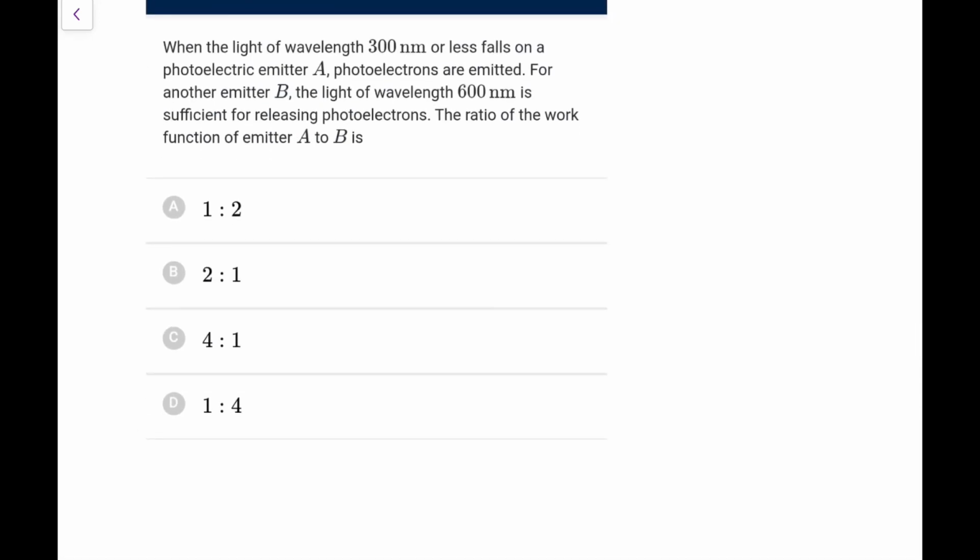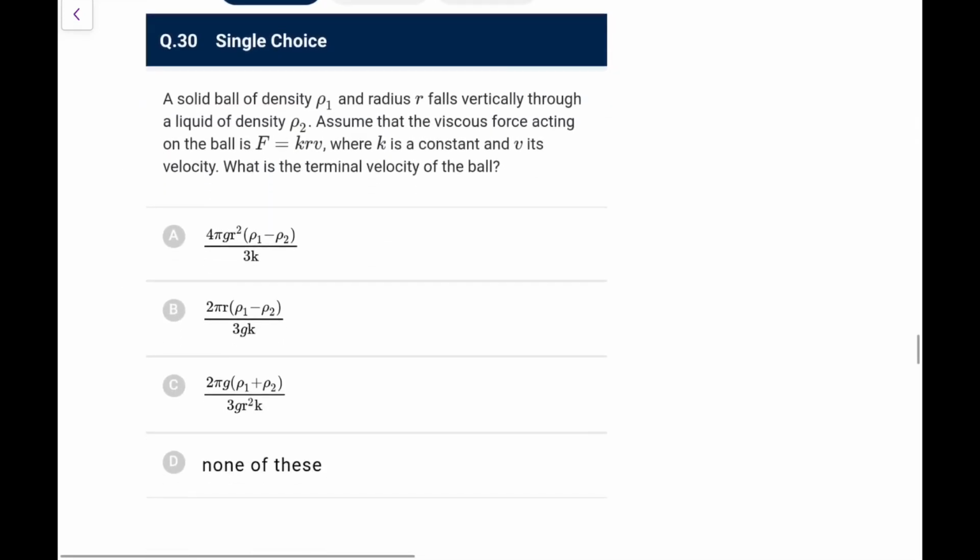When light of 300 nanometer or less falls on an emitter A, photoelectrons are emitted. For B, 600 is sufficient. Then the ratio of the work function. So here double the wavelength means its work function is half. So A to B is 2:1. Directly you can go inverse of threshold wavelength.